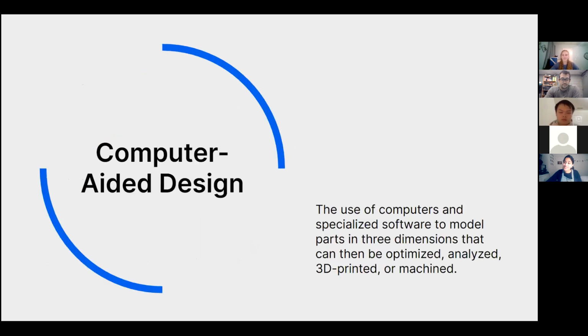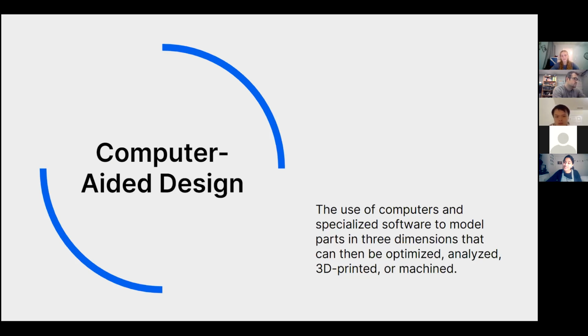I'm sure if you all are here, you have heard or know what computer-aided design is, but just briefly, it uses computers and specialized software to model parts in 3 dimensions that can then be optimized, analyzed, 3D printed, or machined. Before we had computer-aided design, a lot of the mock-ups and designs we would do were totally blueprints. Every time you made a part, you would have to draw it out. Every time you made a modification, you would have to draw it out. Every time you did some sort of simulation, you would have to put all your coordinates into the computer and write a super complex code to analyze what would happen to your part.